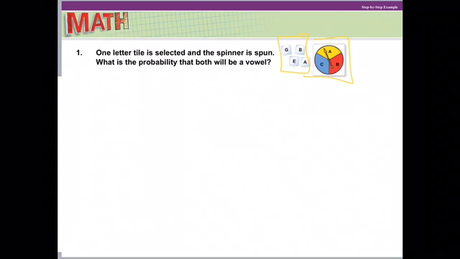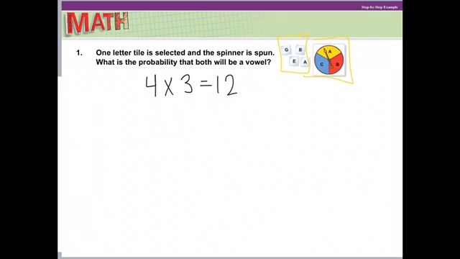Now we know that through the fundamental counting principle we can multiply the two outcomes together to find the total. So we know with the letter tiles there are 4, and then with the spinner there are 3. So we know that there's 12 total outcomes.